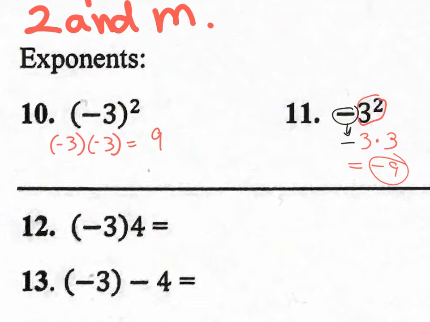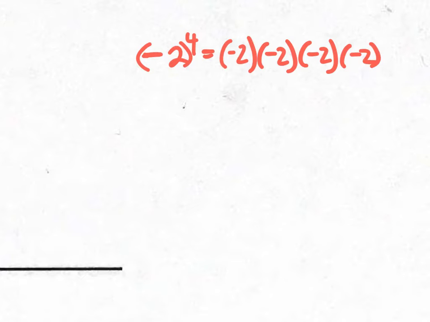So let's take it a little further. Let's say, I'll just go over here to the side, and we make a -2 to the 4th power. Let's put parentheses around that negative sign. That really is a -2 times a -2 times a -2 times a -2. That's 4 times, right? Yes.